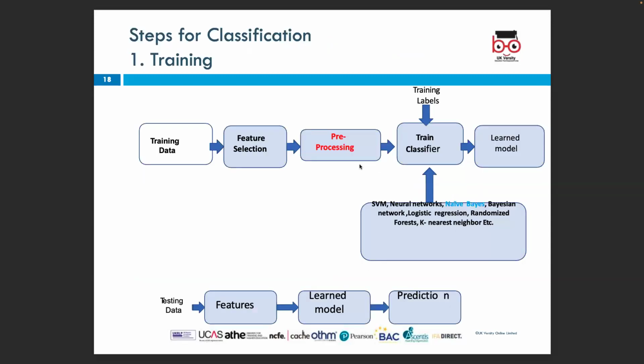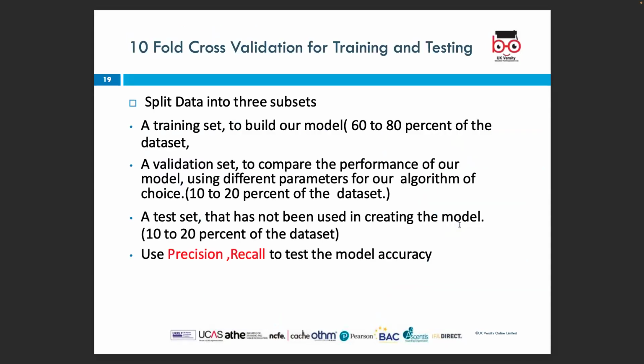Moving on. Steps for classification training. This is the flow chart with the steps. We have the training data with feature selection, we pre-process it, and then we train it with the training labels to learn the model. Then we also have testing data with the features, the learned model, and the prediction. This is what we use to train it: SVM, neural networks, naive Bayes, Bayesian network, logistic regression, random forest, k-nearest neighbor, etc. Our next topic is k-fold cross validation for training and testing.